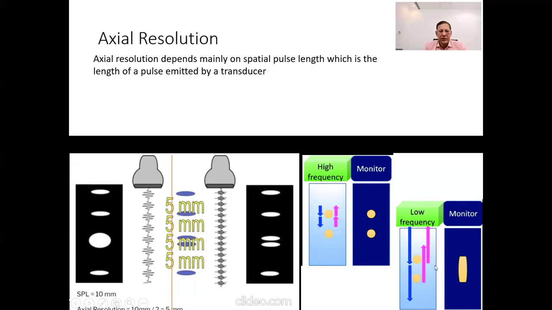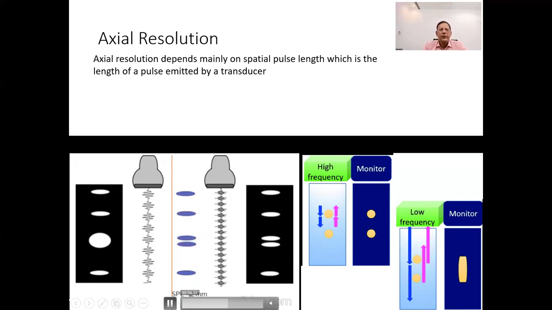more detailed imaging. As we have studied, two objects can be clearly differentiated as two when their separating distance is greater than half of the spatial pulse length, or axial resolution. If the distance is smaller than half of the pulse length, that is, less than axial resolution, the two objects cannot be resolved as two during US imaging.